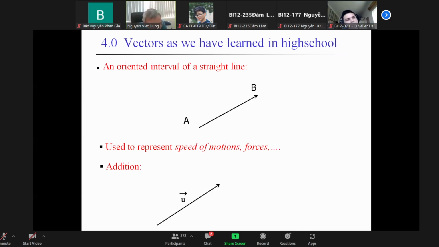And here is an example, and I believe that all of you remember. Suppose that you are given a vector u, that is an oriented interval like that. You are given another vector v. How can you add them together? You need to put v at u, meaning the beginning of v will be at the ending point of u. Then the sum u plus v will be something like that. That is what we studied already in high school. So now we begin with the new things.